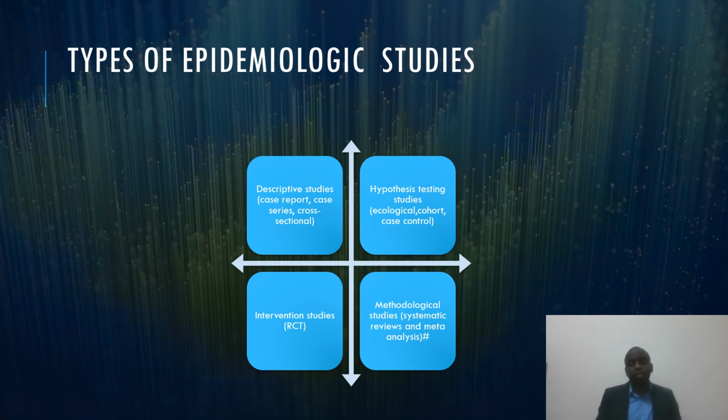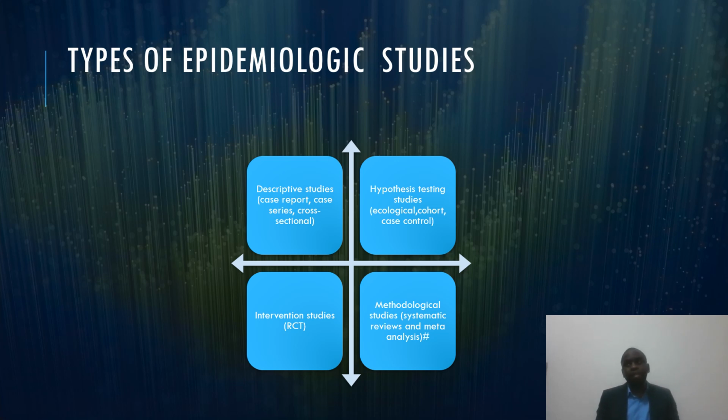So hypothesis testing studies, like I said, are also known as analytical epidemiology. They try to find out if there's a relationship between A and B. And examples of that are the ecological studies, and you have the case control studies, and then the cohort studies, right? So those are hypothesis testing studies.